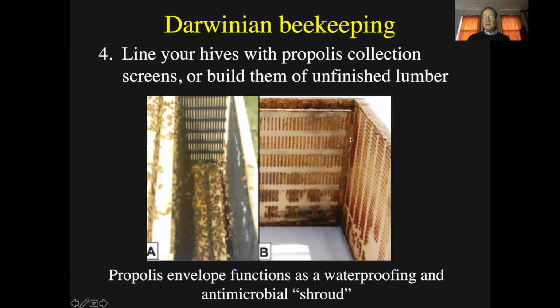You can use those to encourage propolis collection on the walls of your hives just by stapling that material to the walls. And this is what it will look like after you peel this plastic propolis collection screen material off. Lots of propolis has been put on the wall. It creates an antimicrobial shroud around the bees.